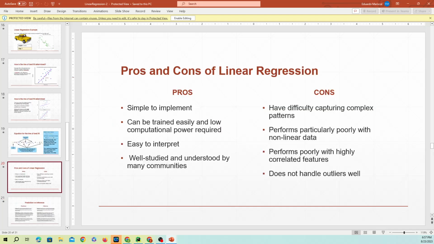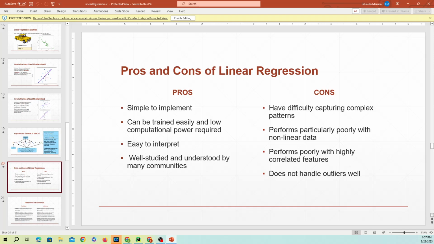The pros and cons of linear regression. The pros: it's simple to implement, can be trained easily, requires low computation power, is easy to interpret, and is well studied and understood by many communities. So that's very easy to understand, not hard. We can make predictions and see why it predicted that way. The cons: it has difficulty capturing complex patterns and performs poorly with non-linear data. If it's non-linear data, it's not going to be able to make good predictions.